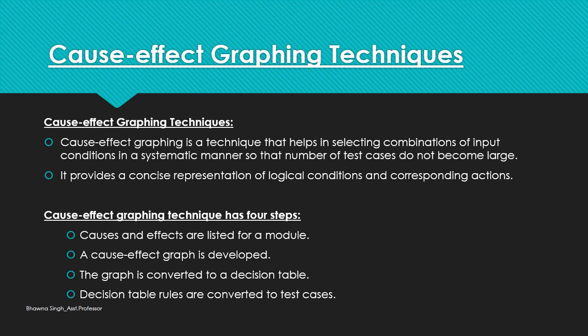That means after drawing the graph, or after depicting all the inputs and outputs graphically, we create a matrix, or a kind of table that is known as a decision table. And from this decision table, the rules are converted to test cases, and after converting these graphs into tables, we develop the various test cases that will be used to test the program using functional testing.